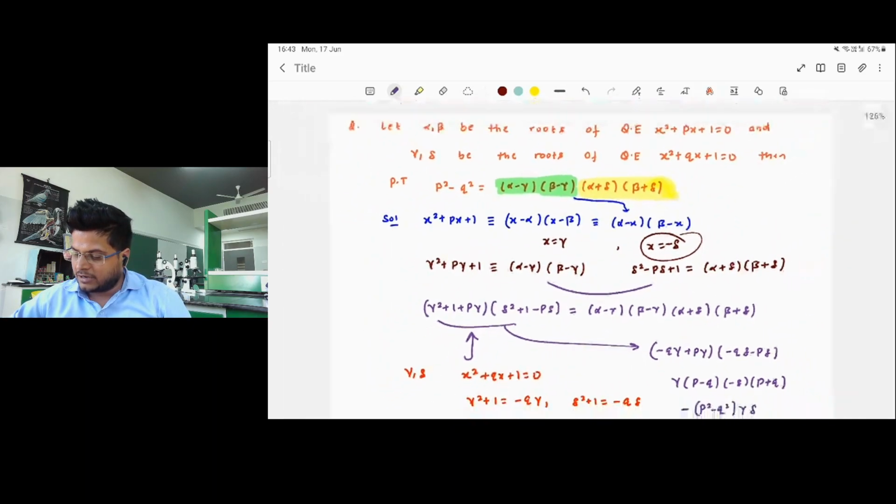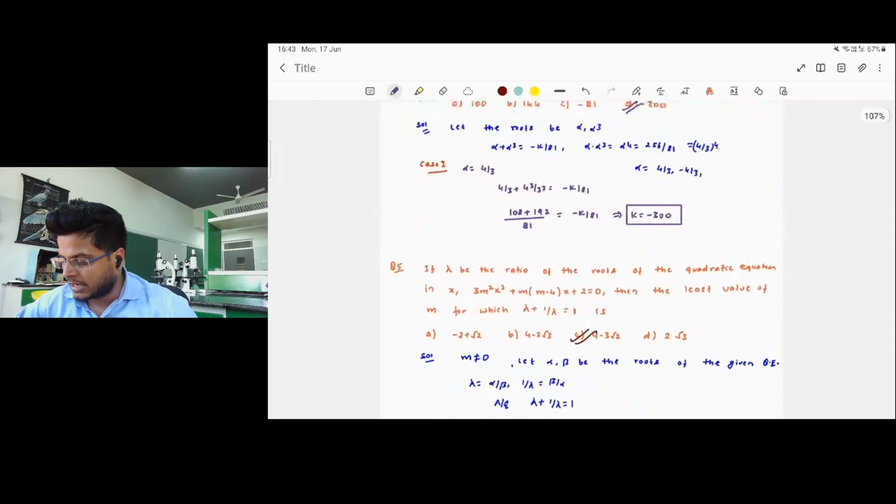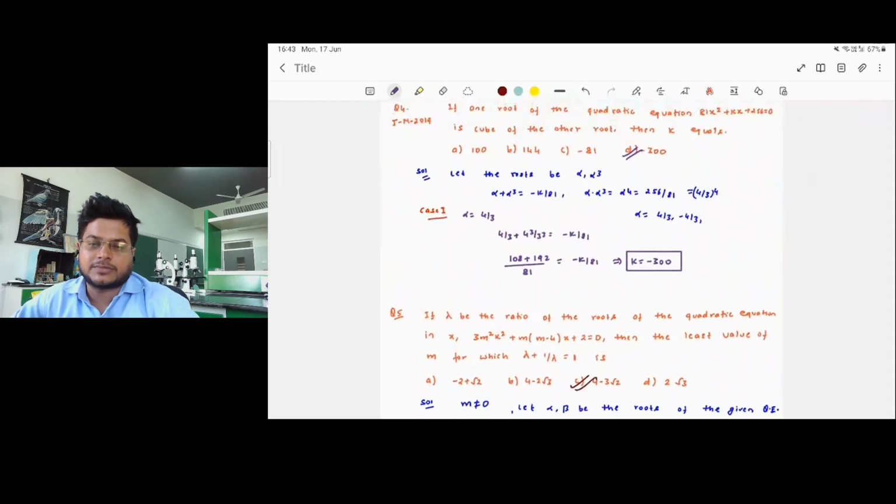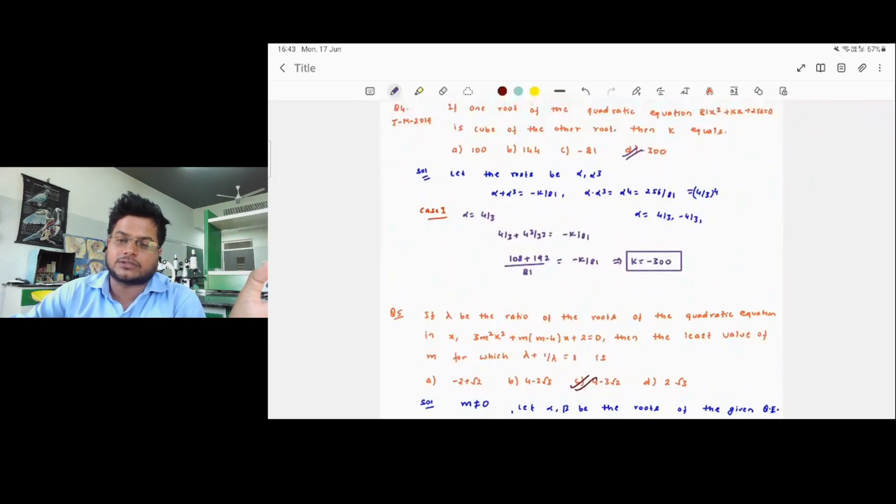So my idea or request would be that try to solve as many problems as possible from whatever sources you are having related to the basic concepts. Okay. And now we'll be moving to the next concept, which is the transformation of roots. Like alpha and beta are the roots of a given equation. So we are going to do some transformation and generate a quadratic equation whose roots are, let's say, alpha plus 3, beta plus 3. So normally you know the method.